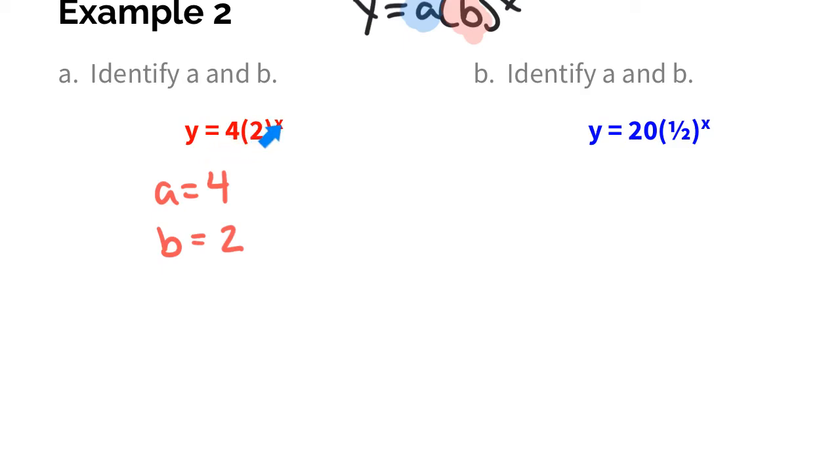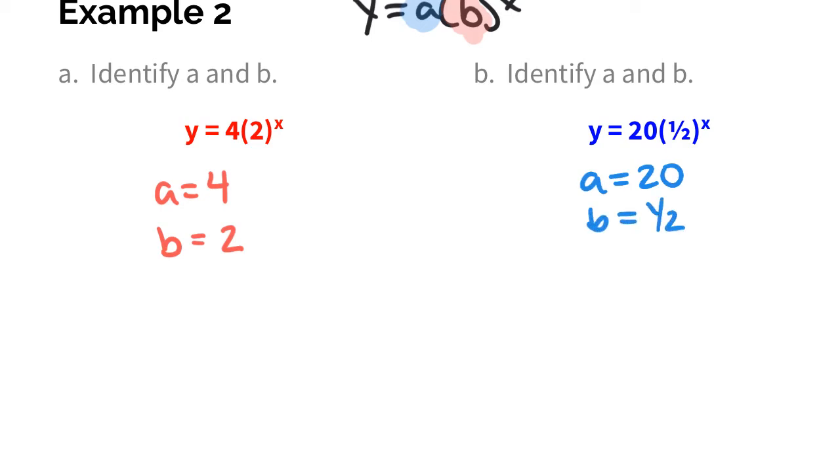Also know that these two terms are separate. This value of x as an exponent does not apply to the 4. It only applies to the value inside the parentheses. For this one, we have 20 times 1/2 to the x. So here, my a value is 20, and my b value is 1/2.